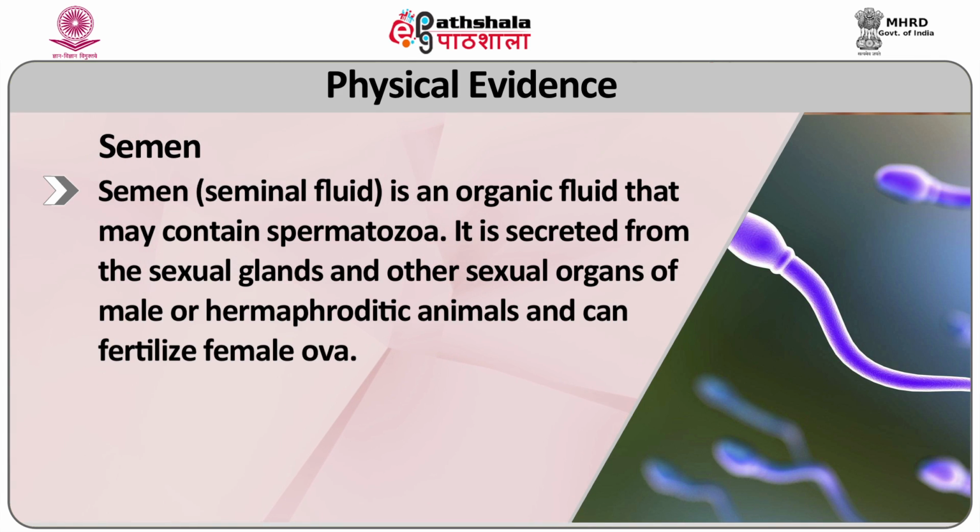Next physical evidence is semen. Semen or seminal fluid is an organic fluid that may contain spermatozoa. It is secreted from the sexual glands of male or hermaphroditic animals and can fertilize female ova. In case of sexual offences and when the perpetrator is a male, then seminal stains are common to encounter from the crime scenes.